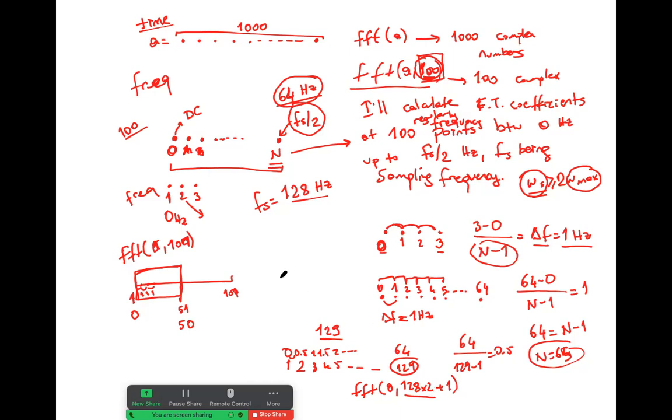What should I do for 0.25 increments, friends? If I want 0, 0.25, 0.5, 0.75, 1, and so on. What should I write here? I will multiply by 4, and this plus 1 will be multiplied by 4, right? 1 over delta F.